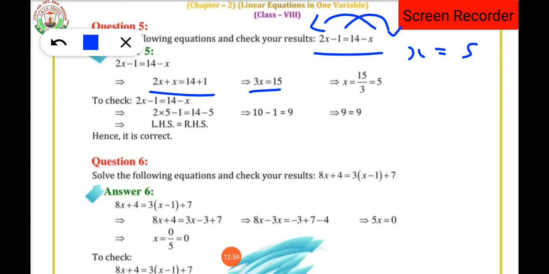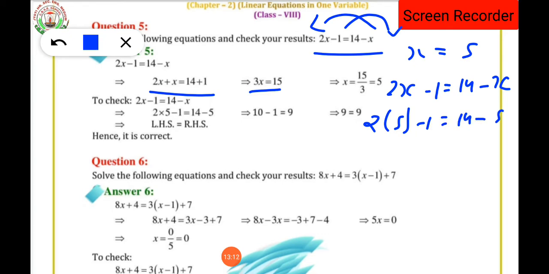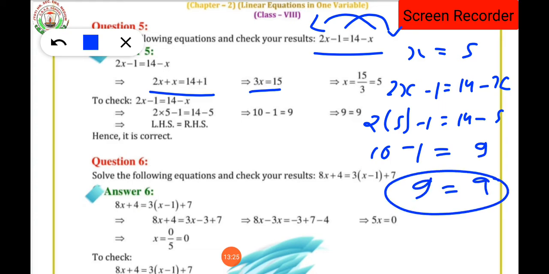Clear? Now substituting the value 5 in the equation 2x minus 1 is equals to 14 minus x. So 2 into 5 minus 1 is equals to 14 minus 5. So here it will be 10 minus 1 is equals to 14 minus 5 will become 9. So 10 minus 1 will become 9. 9 is equals to 9. We will get the result. Clear everyone? Have you understood up to here? So dear student, here 9 is equals to 9 we will get, as LHS is equals to RHS.